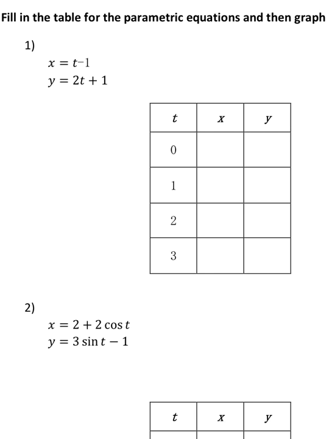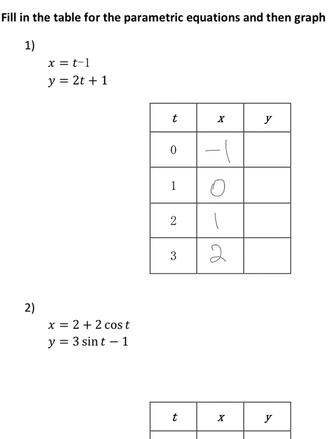So first of all, we put in 0 for t into both equations and get our x and y values. So 0 minus 1 is negative 1. 1 minus 1 is 0, 2 minus 1 is 1, and 3 minus 1 is 2. So those are the x values.